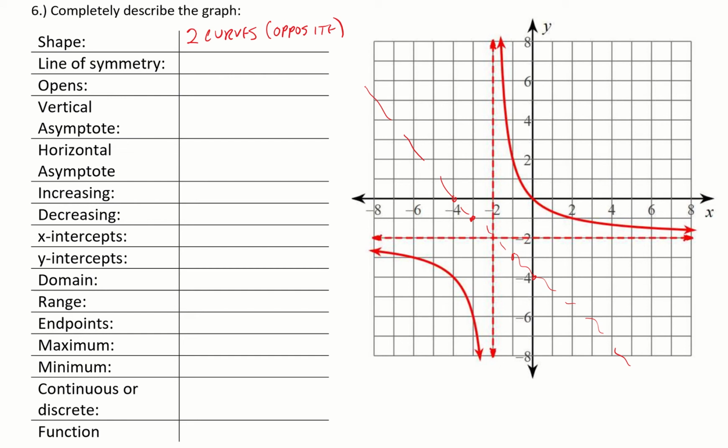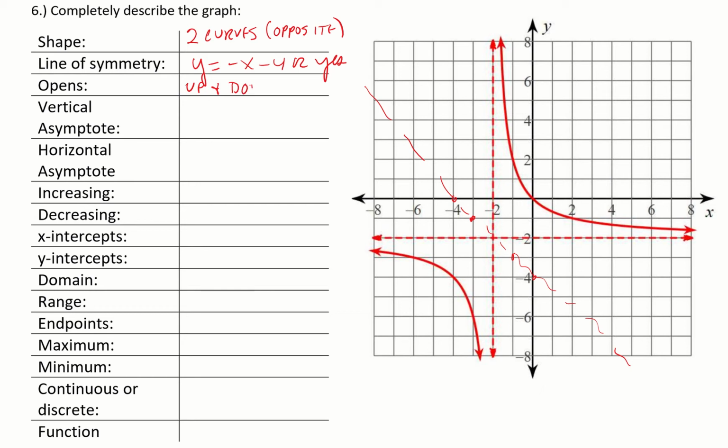Now, I don't need the equation. If you just said yes, that would be all I would need on this. But if you wanted to write the equation, it's going to be y equals negative x minus 4. Or you could just write yes. It opens up and down.